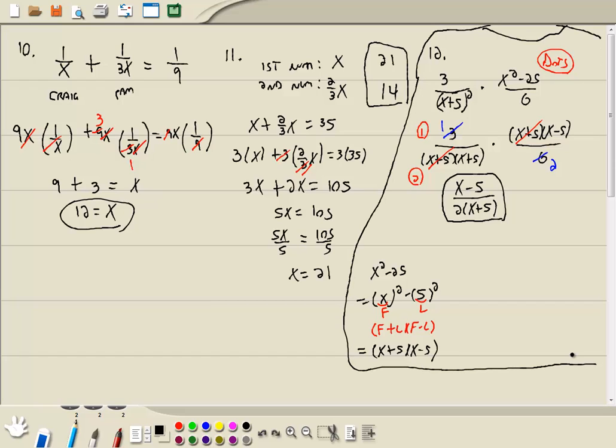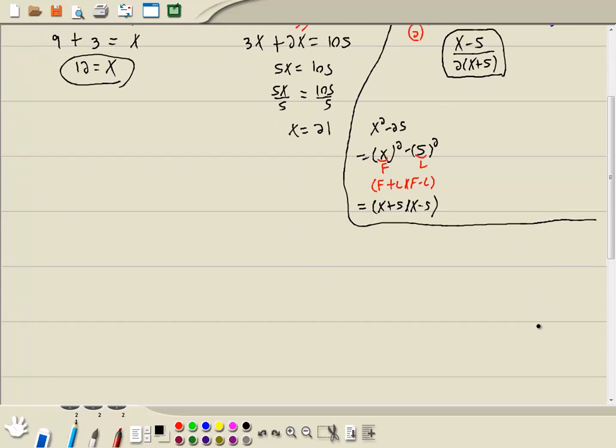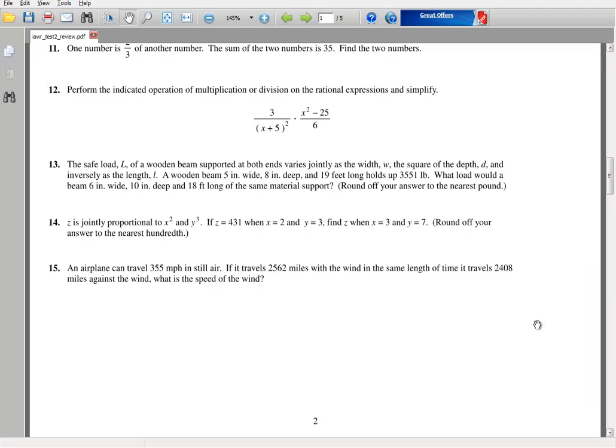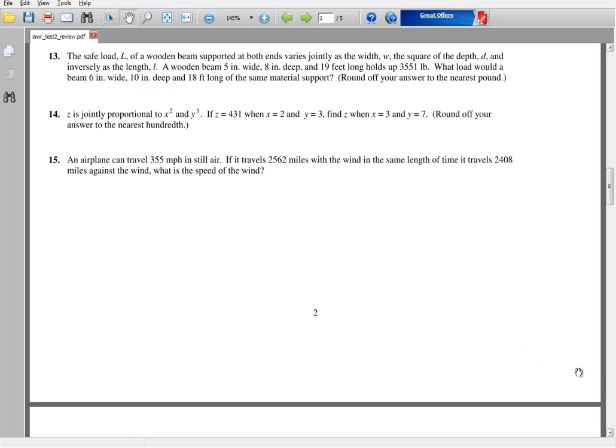Those are all together, just so we can clearly see it. Let's look at 13. A safe load L of a wooden beam supported at both ends varies jointly as the width and so on, and inversely. Varies jointly and inversely. Well, the fact that it says varies means it's a variation problem.